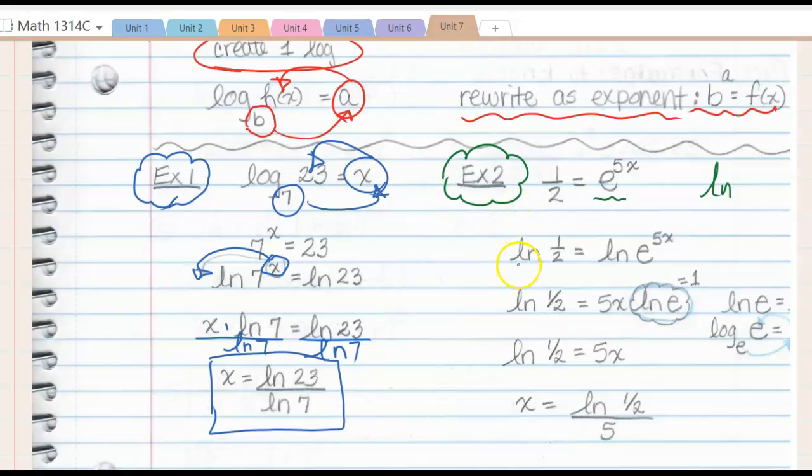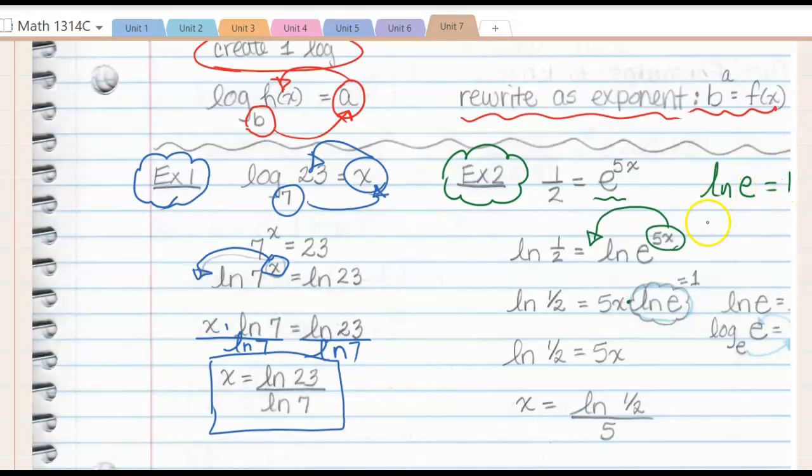When I take the natural log of 1/2, that's the left side, it is going to equal the natural log of e to the 5x power. Using the third property of logs, I'm going to move my exponent to the front, so I'm going to get 5x times the natural log of e, and that still equals the natural log of 1/2. What we find out here is the natural log of e is equal to 1.